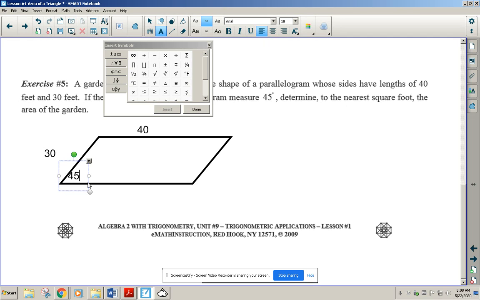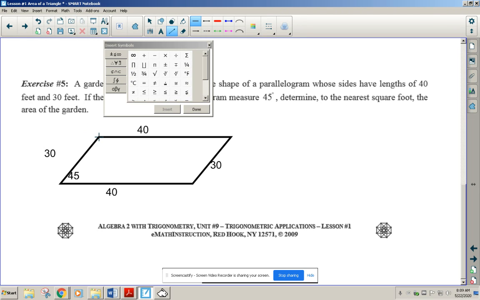If we take everything we remember from geometry, the one thing you should remember is that in a parallelogram, opposite sides are parallel and congruent. So this one's also 40, and this guy over here is also 30. Okay, I'm fully labeled. Now, why was it so important to fully label? Well, if I'm going to find the area of this parallelogram, I need this diagonal.